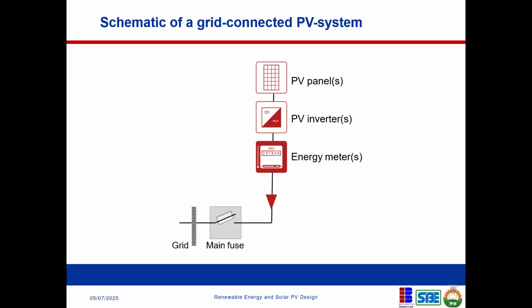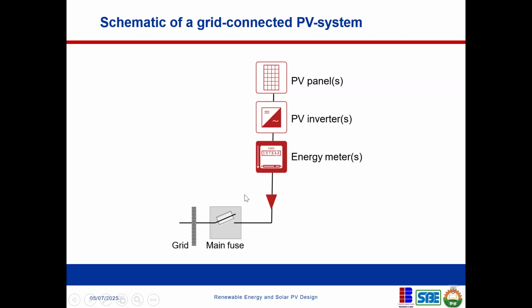This is just a schematic view of a grid-connected system. You have the PV modules, you have the inverter. In this case, you don't need a charge controller. The inverter just converts from DC current to AC current. Then you have the meter that measures the amount of energy that you're sending out to the grid. And then you have a protection fuse, and then you feed it into the grid.